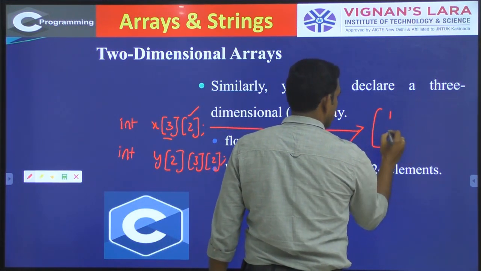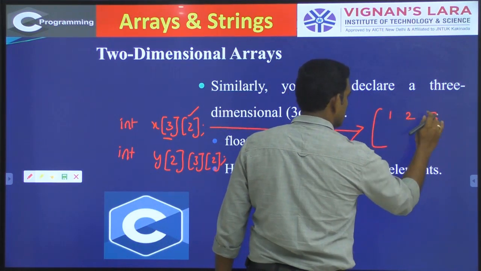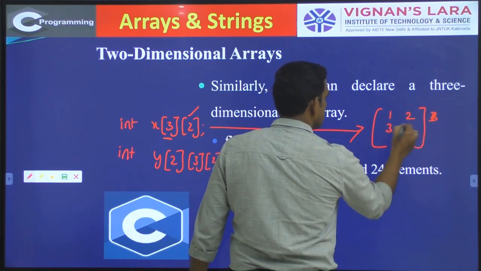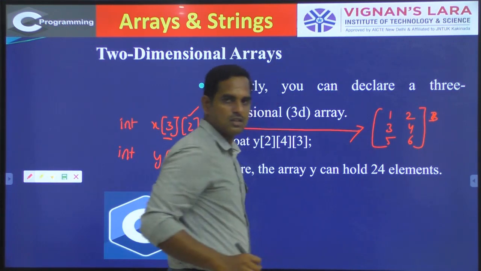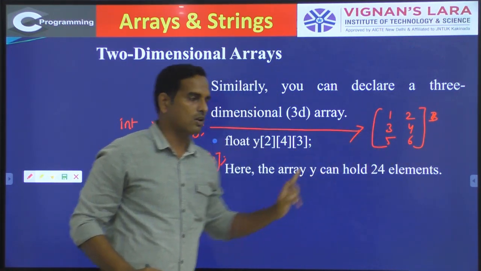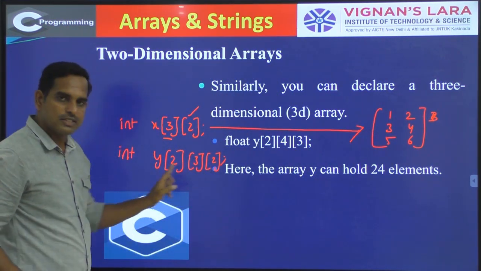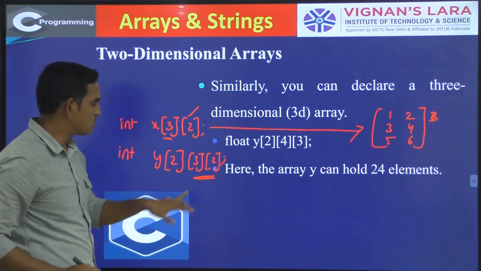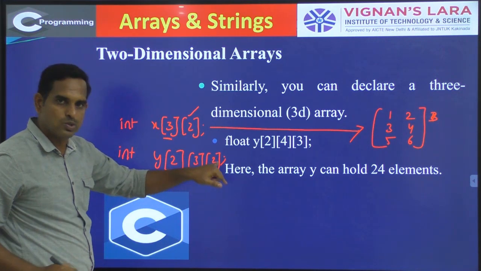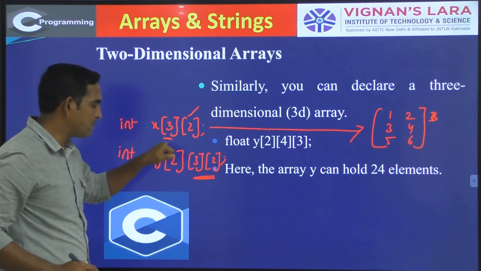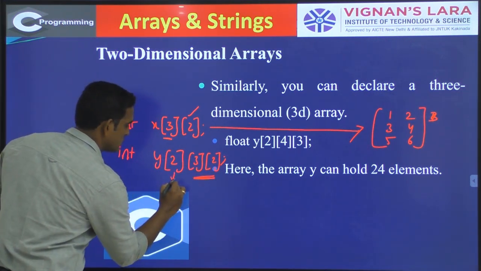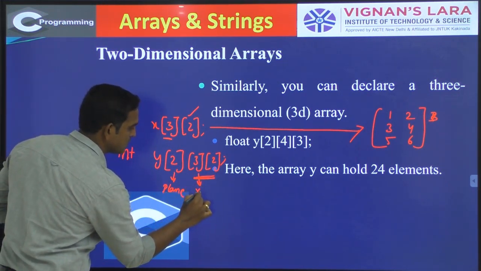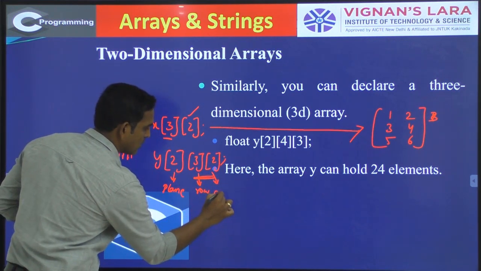3 rows and 2 columns means you will not be having elements 3, 4, 5, 6. That will be 3 rows and 2 columns. So if I have this 3-dimensional array, on the right you are having 3, 2, so there will be 3 rows and 2 columns, and this will be the plane. This will represent the plane in 3 dimensions, this will represent the row and this will represent the column.